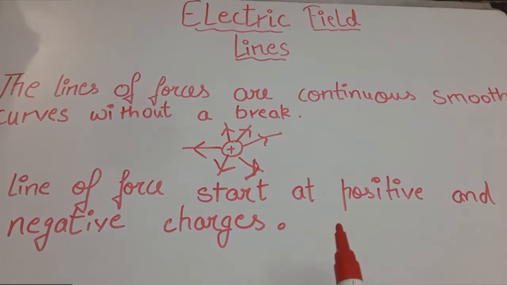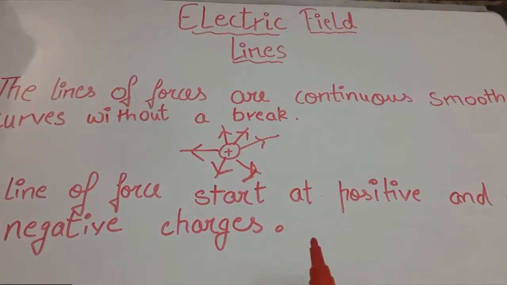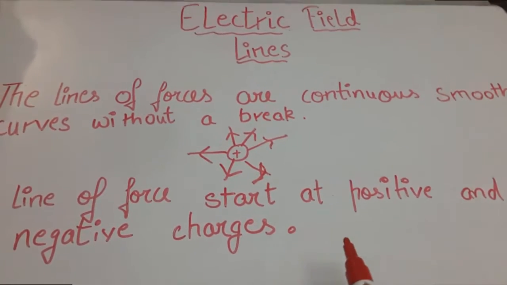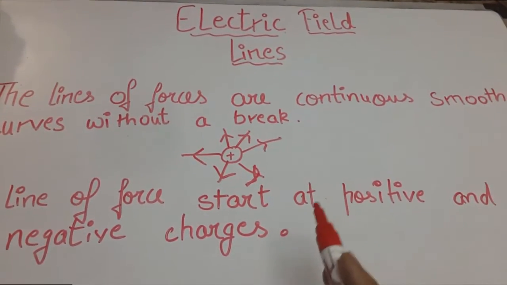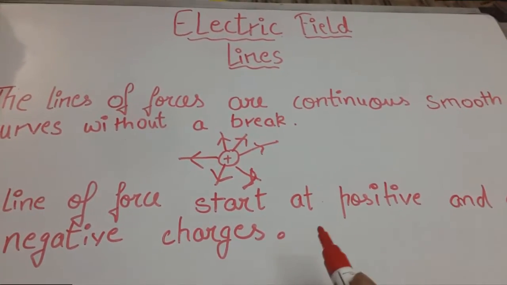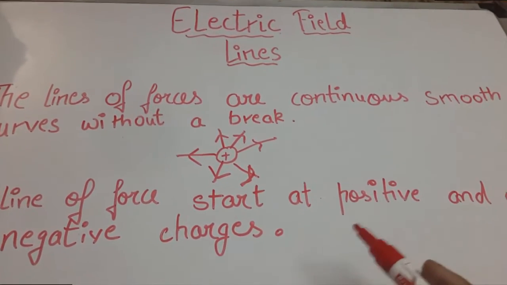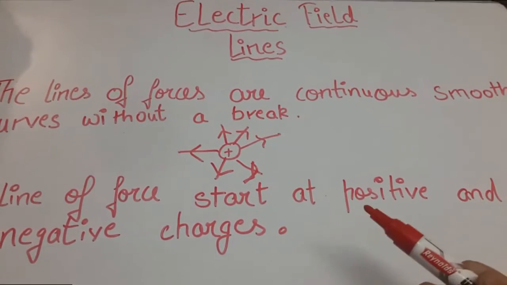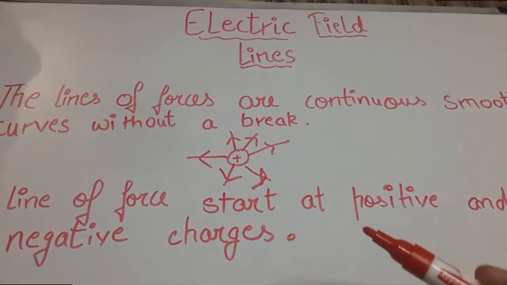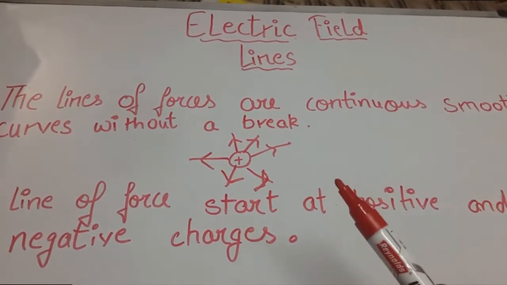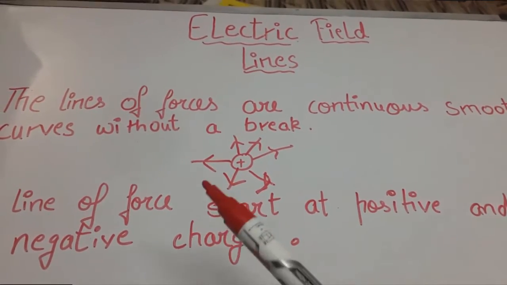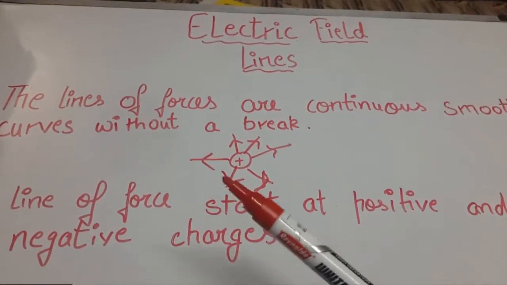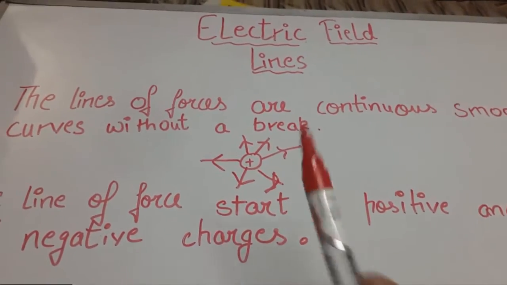In the last video we talked about the dipole, which experiences torque in an electric field. So today we will talk about electric field lines. We know what an electric field is, but what are electric field lines? These are imaginary lines which represent the electric field. We will discuss some of their properties, by which we will get clear about what an electric field line is.